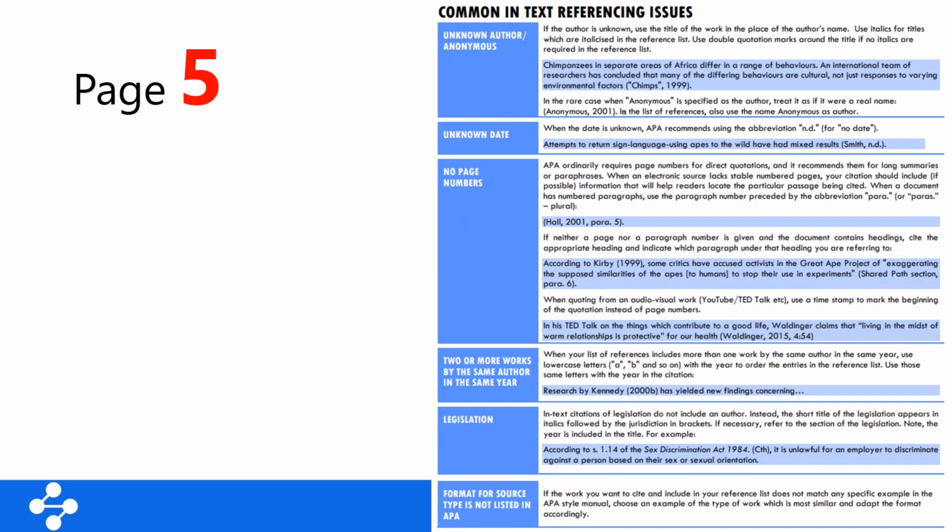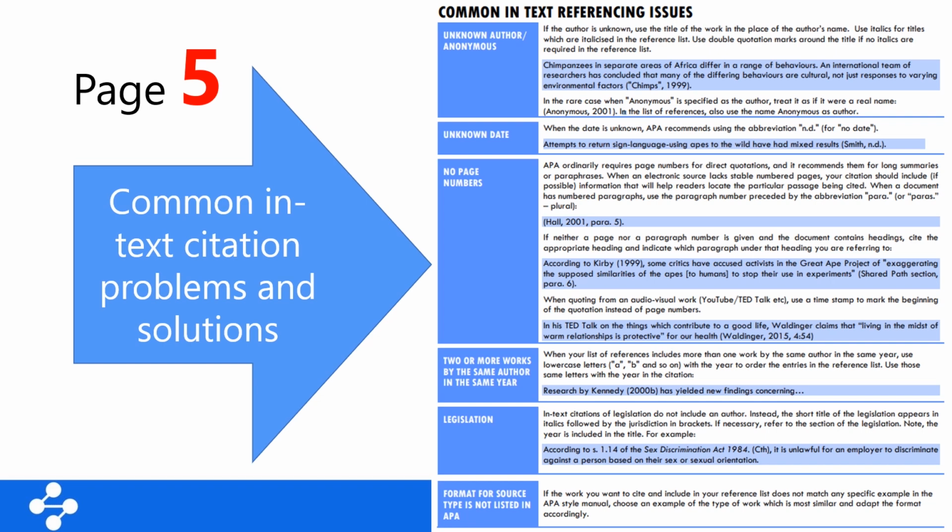Page 5 discusses the common in-text referencing issues writers may face. These include dealing with situations where the writers or dates of the original documents are not known. It also discusses what to do if the cited document does not match any of the examples in the APA style manual.